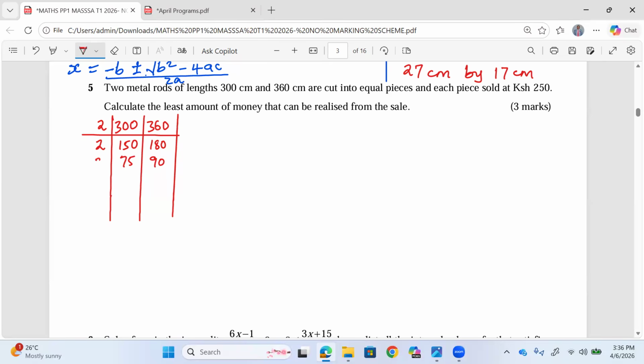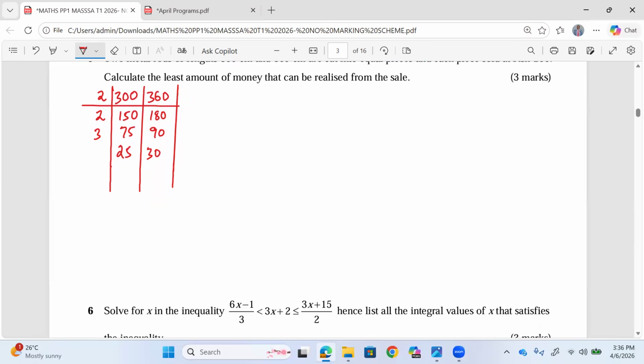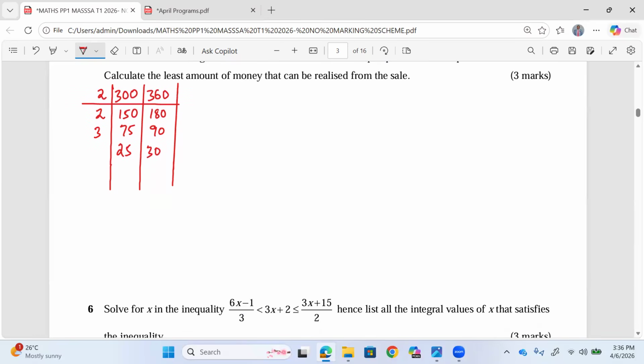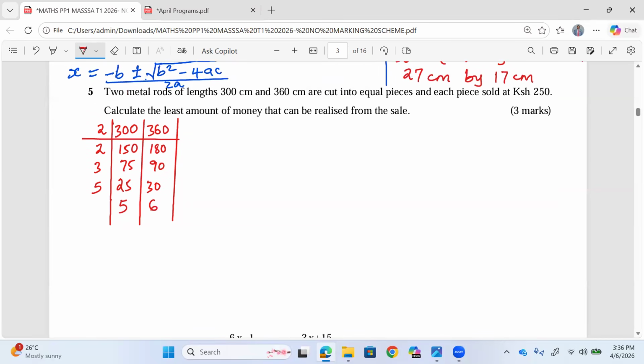So can we advance to 3 now? That gives us 25. 90 divided by 3 is 30. Is that okay? 90 divided by 3 is exactly 30. Because 25 is not divisible by 3, we can't continue dividing by 3. So we choose another common factor, 5. When we divide by 5, this becomes 5, and this becomes 6. 5 is already prime, so we can't get any other common factor.